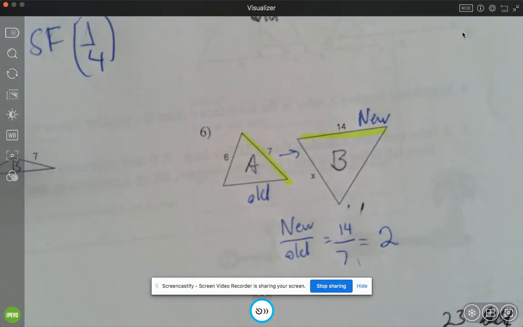So I did 3 out of the 12 problems for you when you're finding scale factor. Again, once you get your answers, you'll find the Google form and put them on there.